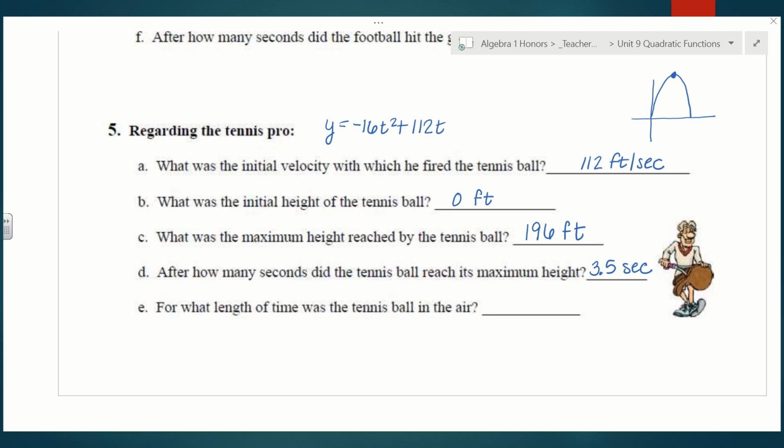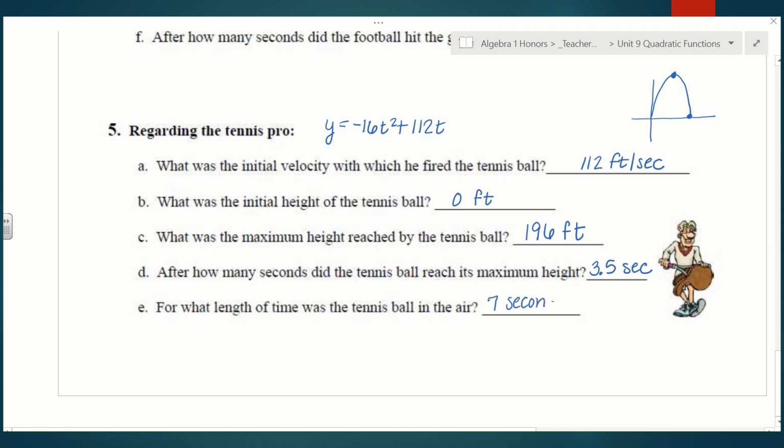And lastly, for what length of time was the tennis ball in the air? So when does it hit the ground? Because that will be the time that it was in the air. So that's another 0. Take a second, Menu, Analyze Graph, 0, lower bound, upper bound. And remember, we're looking for the x-coordinate now because I want to know the time. The y-coordinate should be 0 because it's hitting the ground.